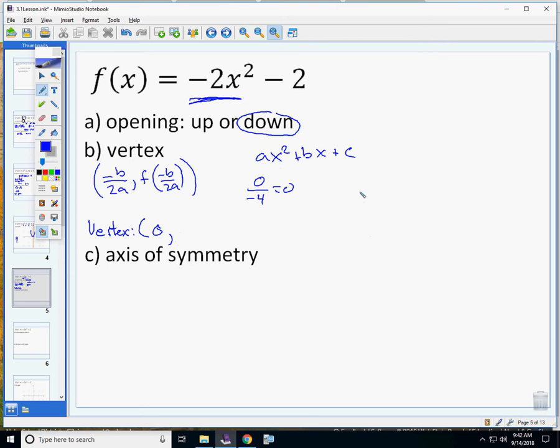Now we can plug 0 back into our function. We get the answer of negative 2. So our vertex is at 0, negative 2. Now remember, our axis of symmetry is the x coordinate, so when you do negative b over 2a, that's your axis of symmetry.